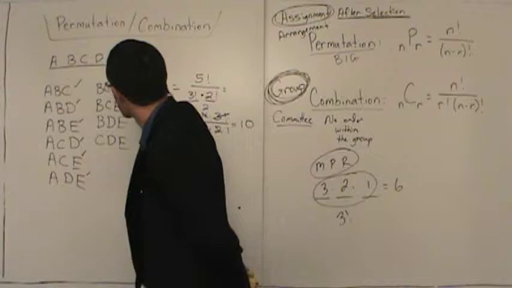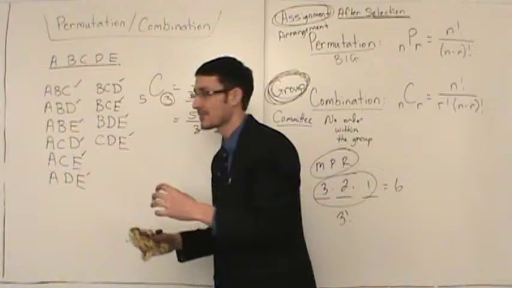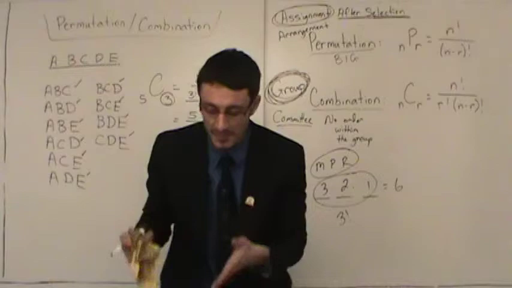Now, my question is, how many ways can I give a first place, second place, and third place prize to 3 people in this group of 5? Looking at this, it is a calculation of permutation. Why? Assignment of position. Notice, if I say how many ways can I give a first place prize, a second place prize, and a third place prize, let me change it up, actually.